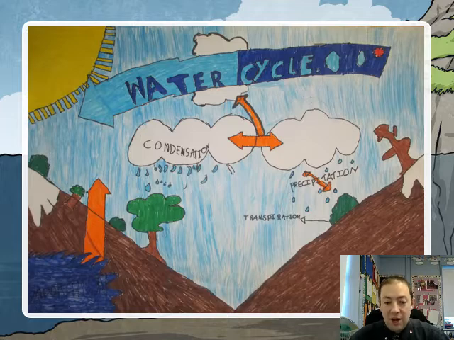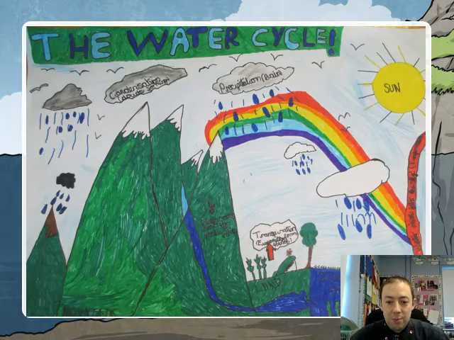Condensation, precipitation, evaporation must be on there somewhere. We've also got another one on this one in particular that says transpiration. Transpiration is evaporation off plants. So if you can put that one on there as well, that would be really, really good.